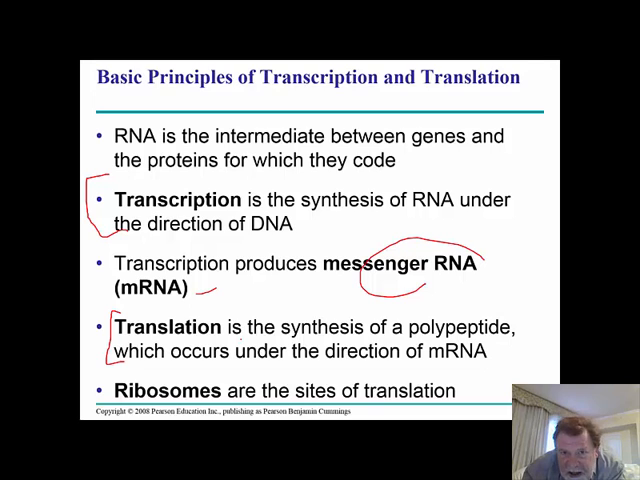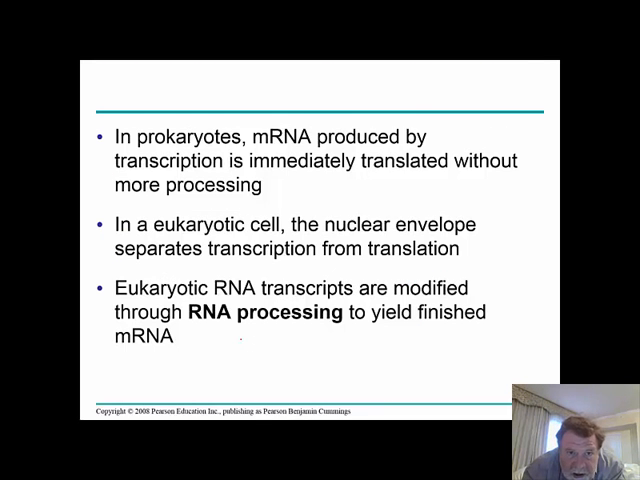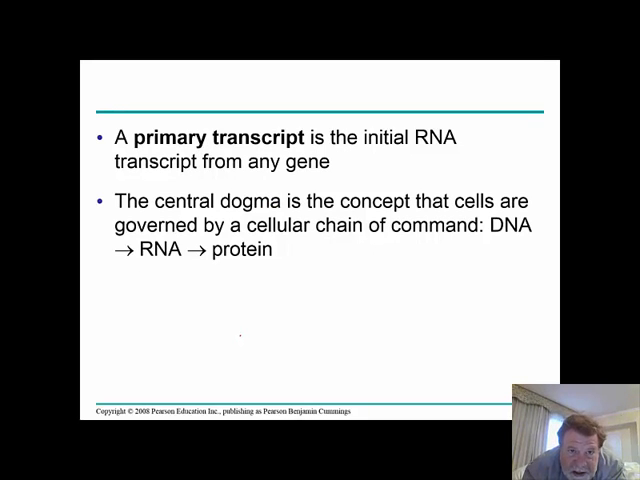We went over this in class, and you guys seemed pretty strong at being able to do this. In prokaryotes, mRNA produced by transcription is immediately translated, basically without any more processing. In eukaryotes, it's a little different in that the messenger RNA is processed, and we will talk a little bit about that processing.